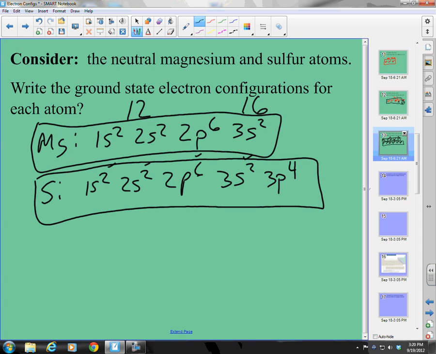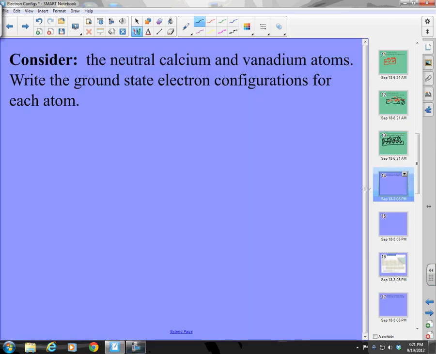Excellent. Okay, let's check out our time. How are we doing? Oh, we got plenty of time. Let's move on to at least one more slide. Here we go. Are you ready? Consider the neutral calcium and vanadium atoms. Write the ground state configurations. We'll take calcium first.